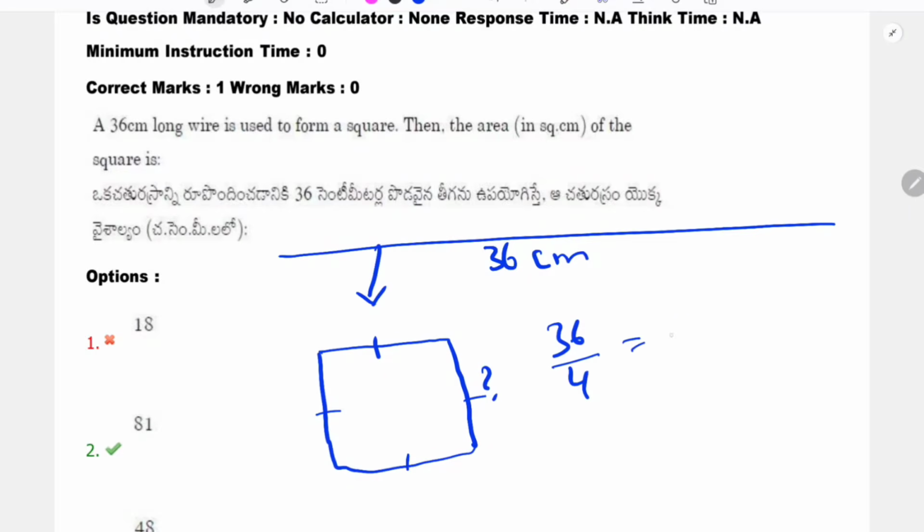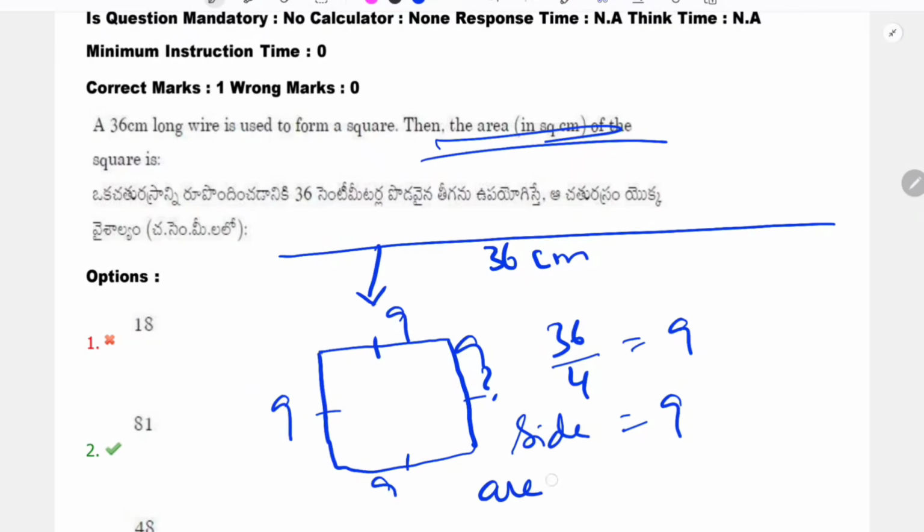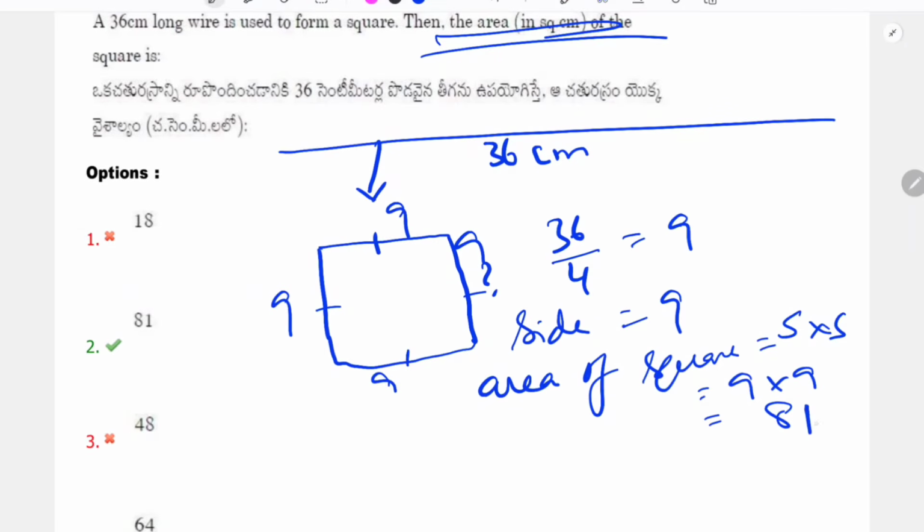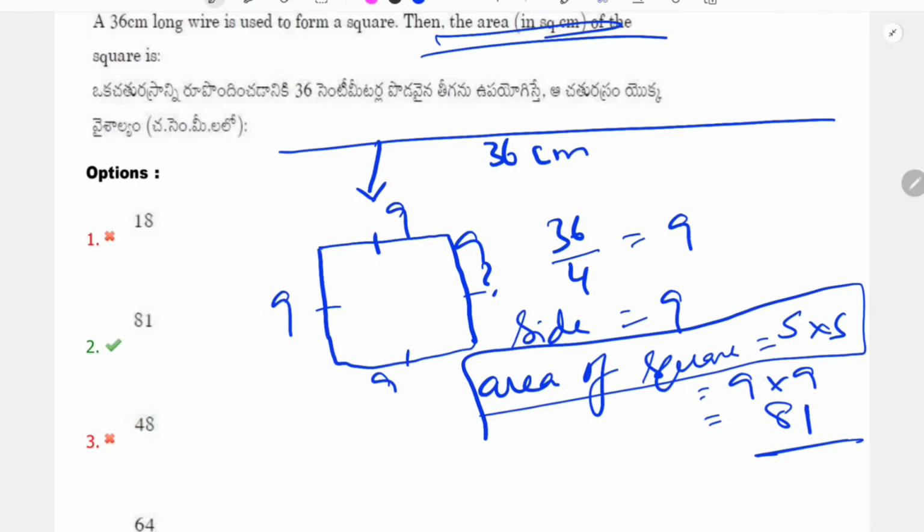36 for 4 sides. 9, 9, 9, 9. So the side of the square is 9. So what is the formula for the area of a square? You have to find the area. The area of a square is equal to side multiplied by side. The side is 9, so 9 multiplied by 9 is 81. Clear? So the area of the square is side into side.